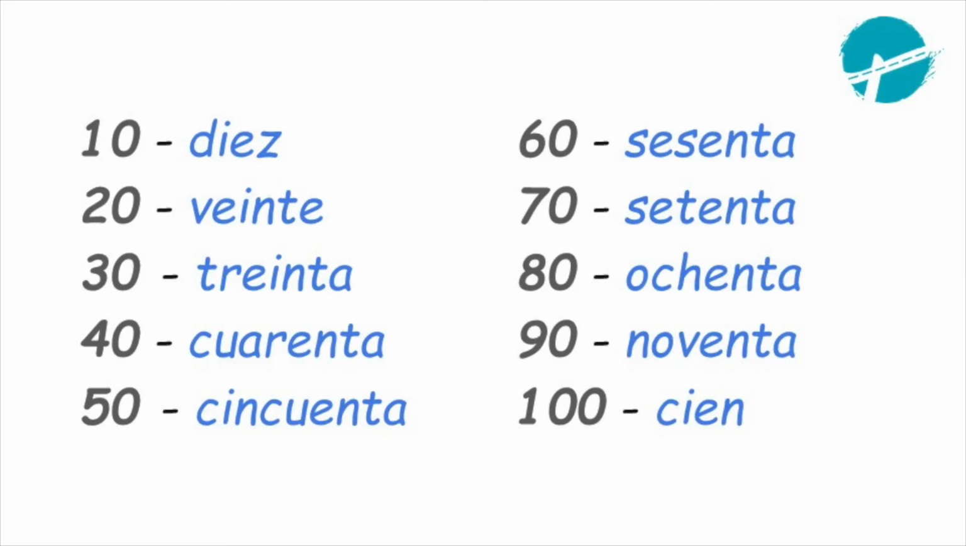Let's start by learning the numbers for the multiples of 10. 10, 20, 30, 40, 50, 60, 70, 80, 90, 100.